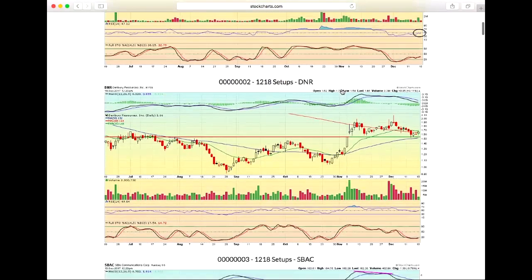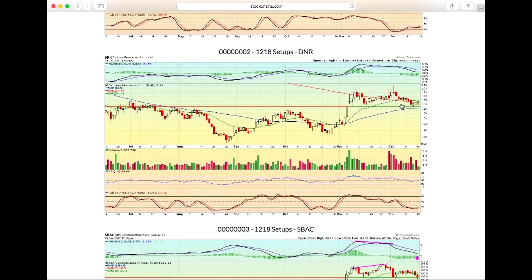The second one I had is DNR. I actually own this one. DNR came back down to the bottom of this gap support and was close to the 50-day moving average. Volume's been a little heavy, and we did get this reversal.